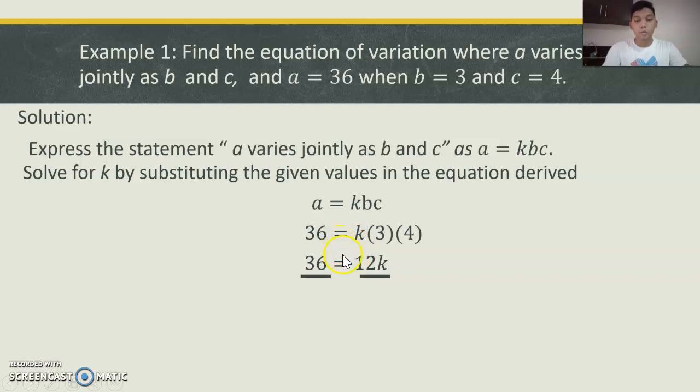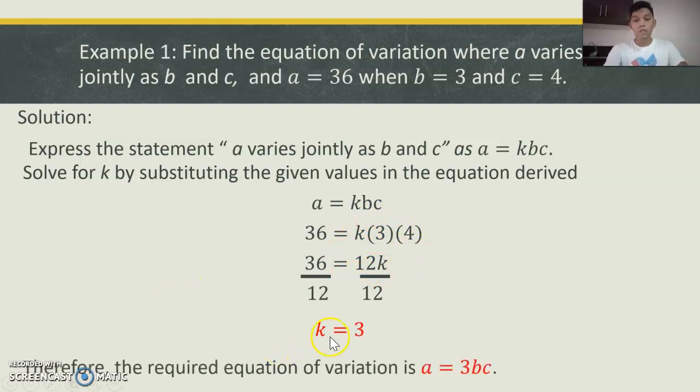what will be 36 divided by 12? 36 divided by 12 is just equal to 3. Therefore, the constant of variation is equal to 3, or k is equal to 3, and this gives us the equation of the variation, a is equal to 3bc. Is that clear? So the equation of the variation will be a is equal to 3bc.